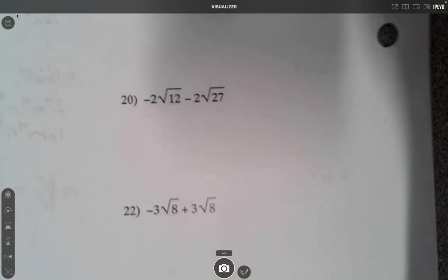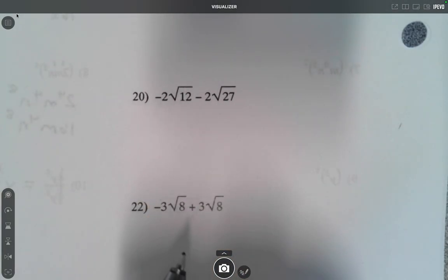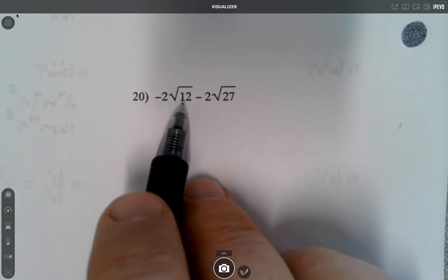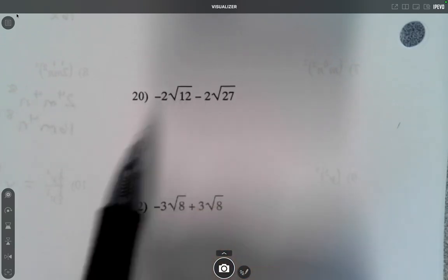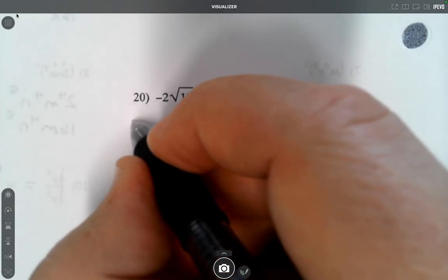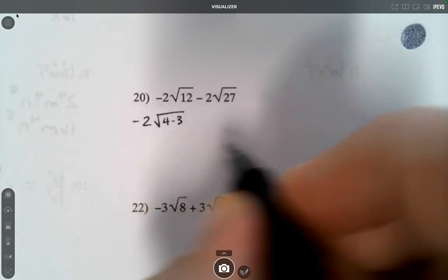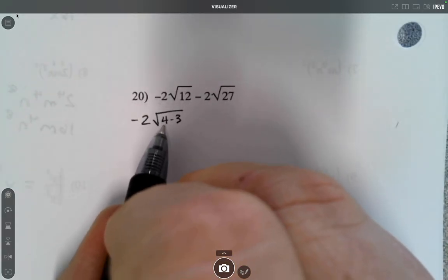Okay, switching gears now. The only way we can combine these is if they're like terms. Now at the moment they're not. We have to have the same number inside the radical if we're going to combine them. So we'll try to see if we can simplify this. So 12 can become 4 times 3, and I chose 4 times 3 because 4 is a perfect square.